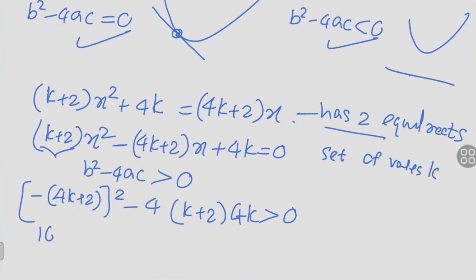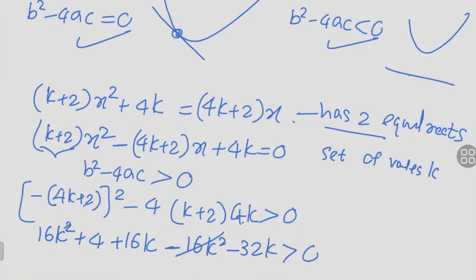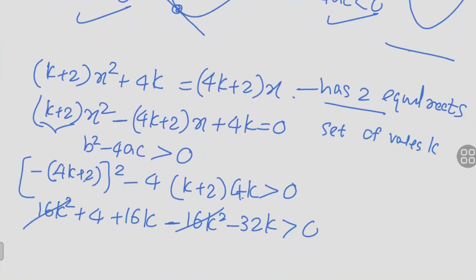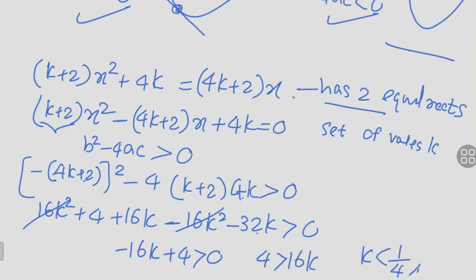So 16 times k plus 2 squared, minus 4 times this into this, gives 16k squared. 16 into 2 is 32k greater than 0. Then you get the answer here: you don't get a quadratic, otherwise you would have to subtract this from this. So minus 16k plus 4 greater than 0, so 4 greater than 16k, k is less than 1 over 4, which is 4 divided by 16.